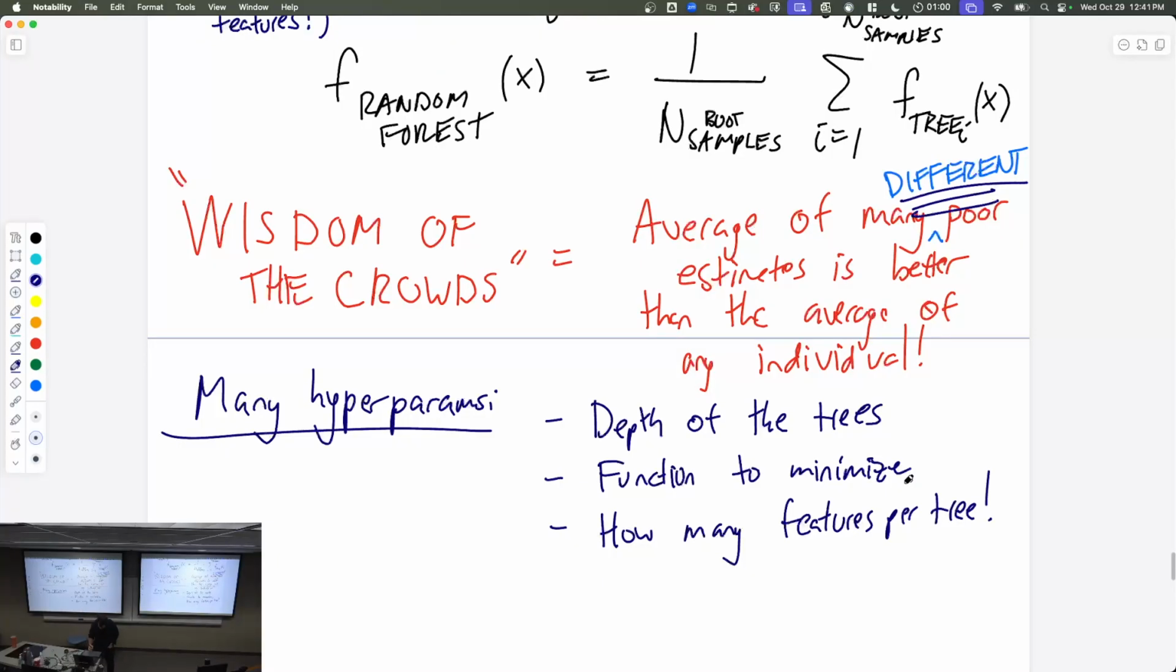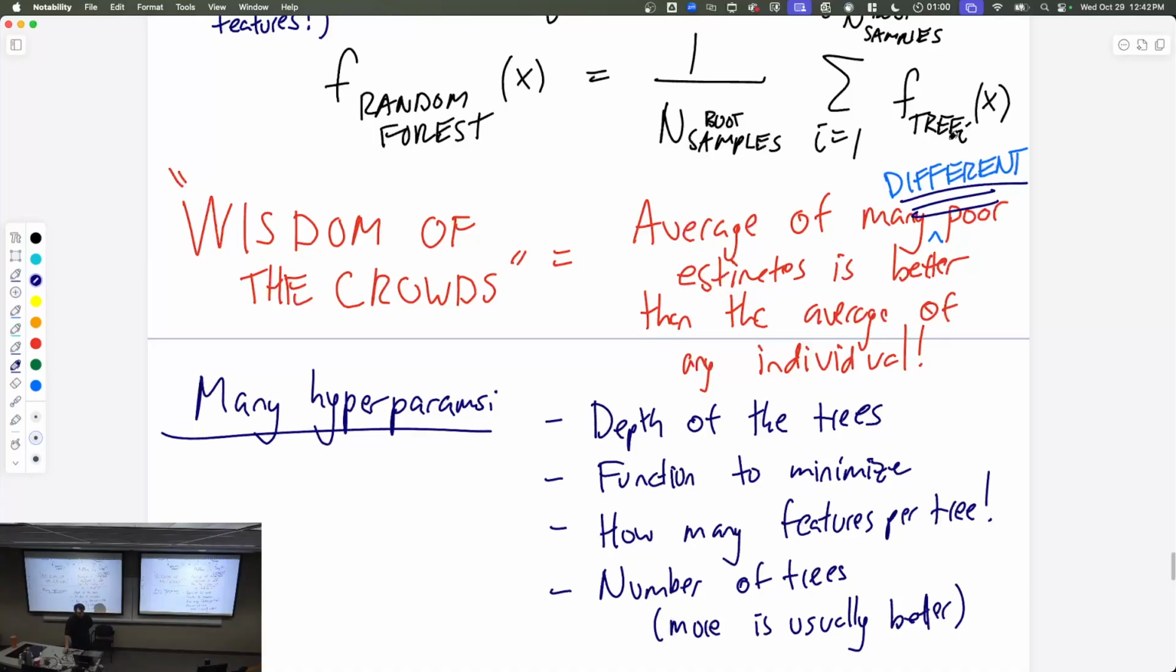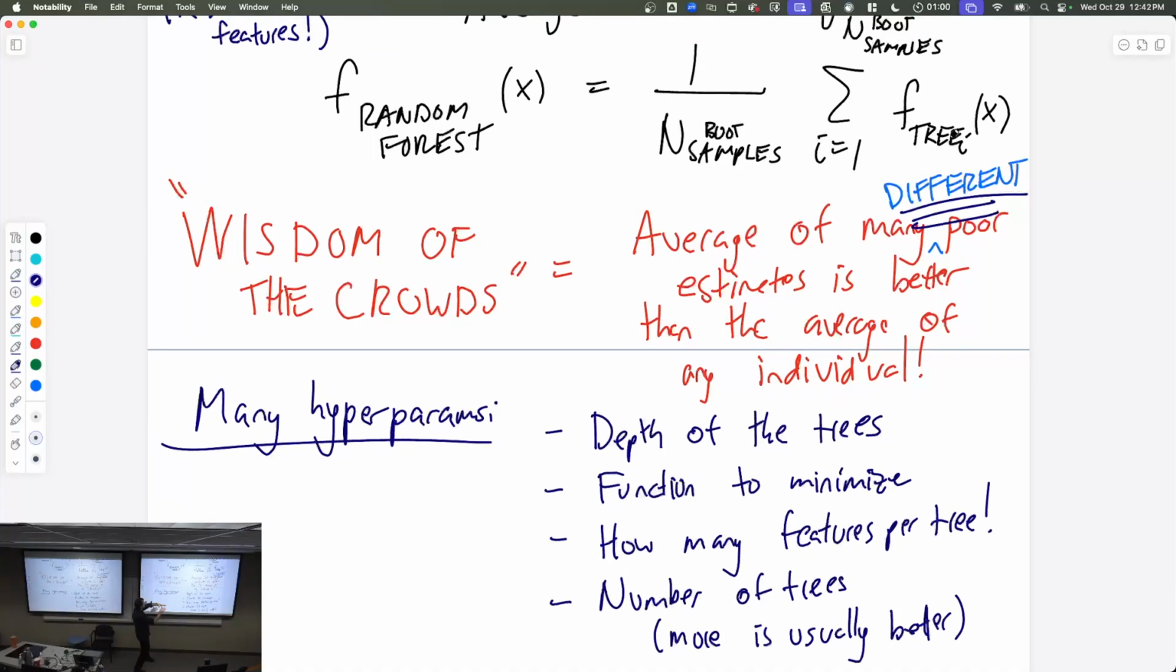I will say one nice thing is that the number of trees always seems to help. The more trees you put in a forest usually helps. More is usually better. So it is not one of those things where you have to worry about overfitting, because when you add in more and more, somehow they don't overfit. You're adding in more different things, it gets better.